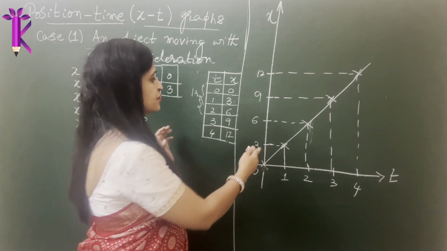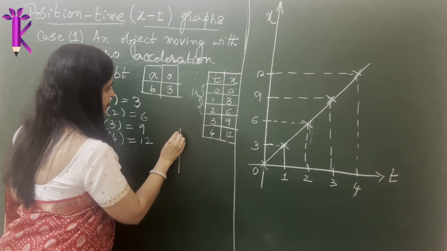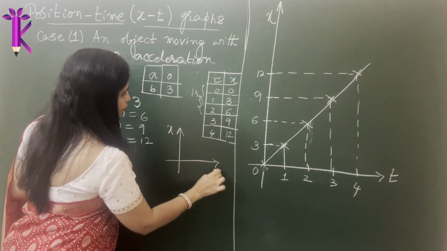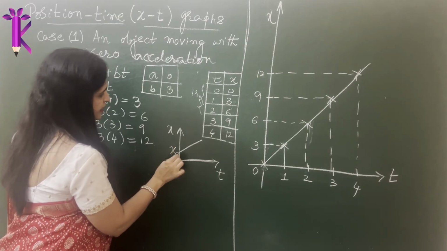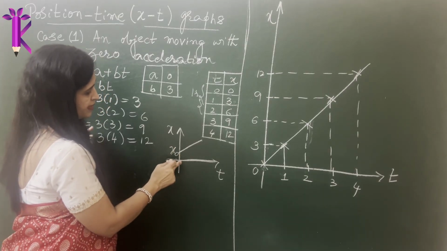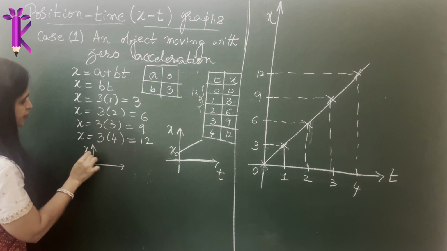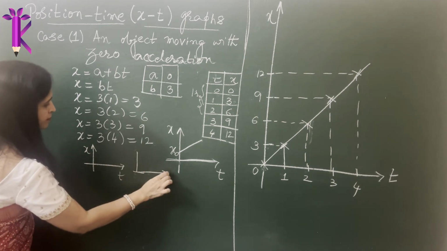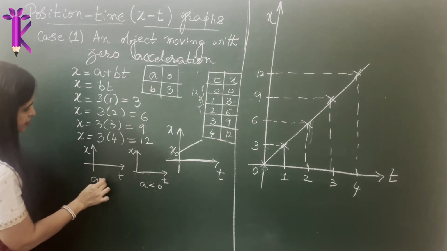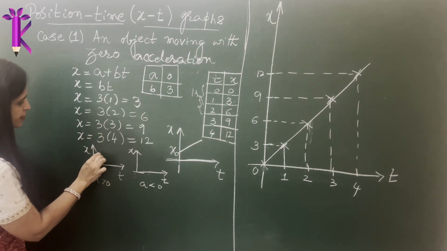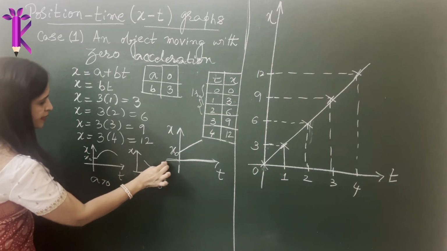In case it starts with some initial velocity, it might look like this: an x-t graph for zero acceleration. If it started with a certain distance, it will look like this, assuming this was the initial position. If it started from the origin, it will look from here, right? Similarly, for all the others, for positive and negative acceleration, this is for a less than 0, negative acceleration. For positive acceleration, if it started from here, it will look like this, assuming it started from x0. Here it will be like this, right?